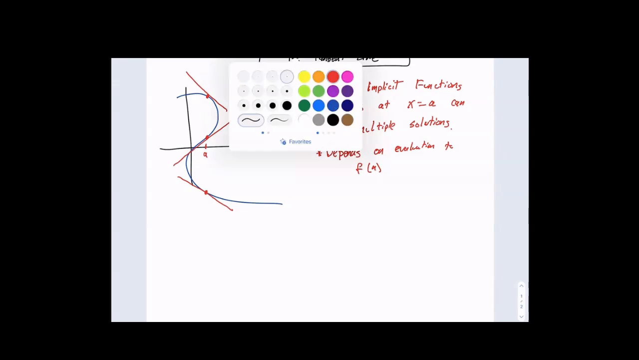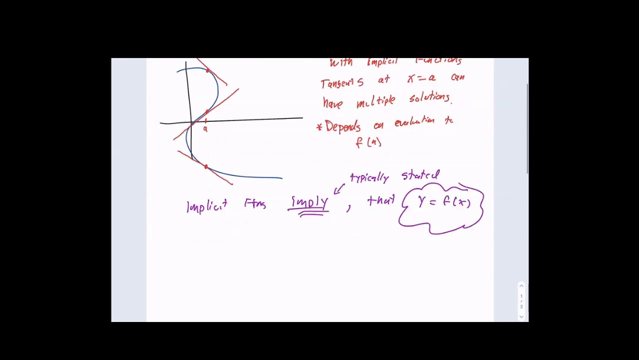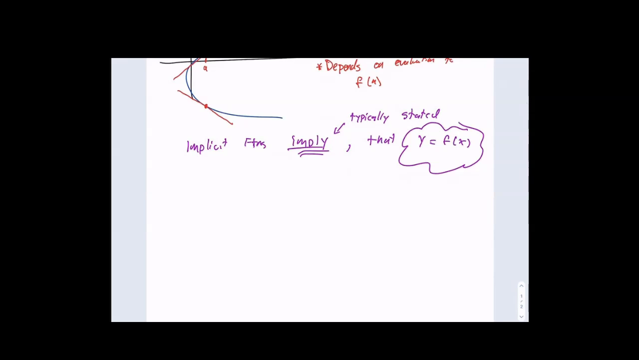So when dealing with implicit functions, implicit functions imply, and it is typically stated, that y is a function of x. Okay? So it's implied that y itself is a function of x.